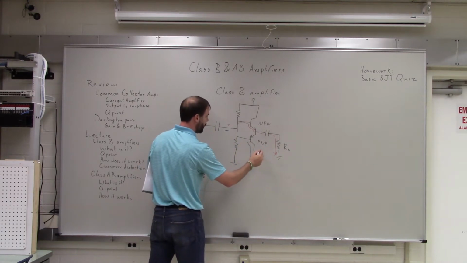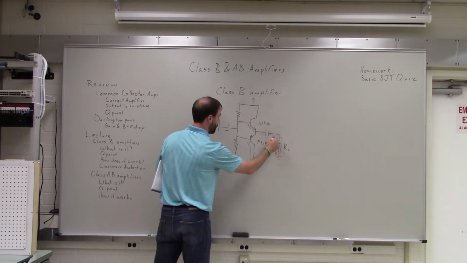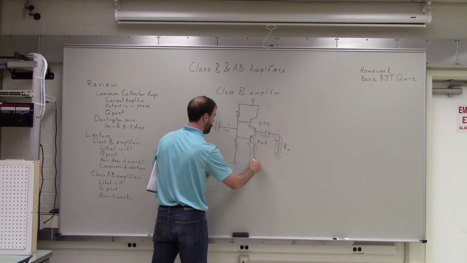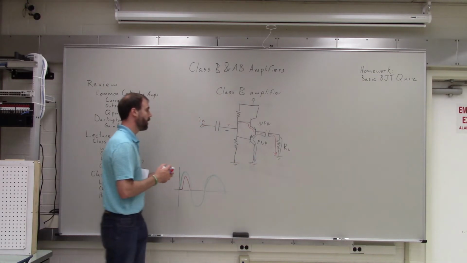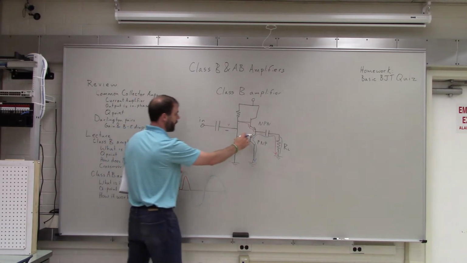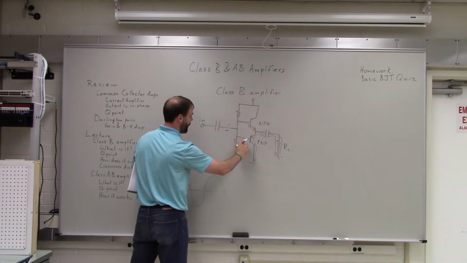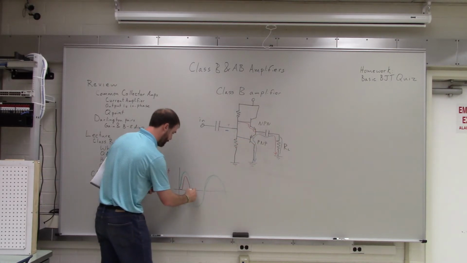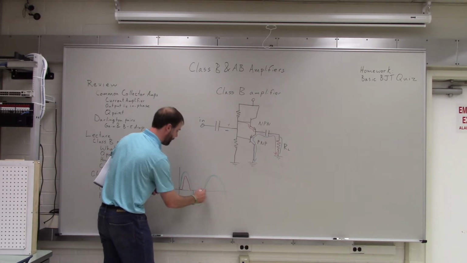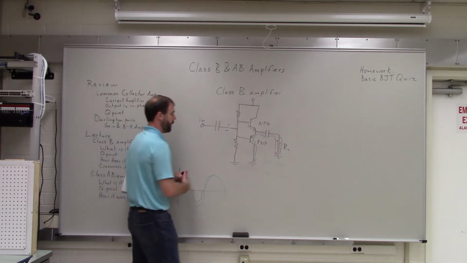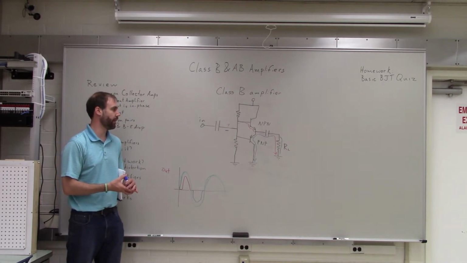Well, I guess technically it would be flowing in this direction. It would go that way and then down to the ground. But again, it would not start flowing until the input was about 0.7 volts below 0. So we would have this slight deadband there because of this 0.7 volt drop between our base and the emitter.